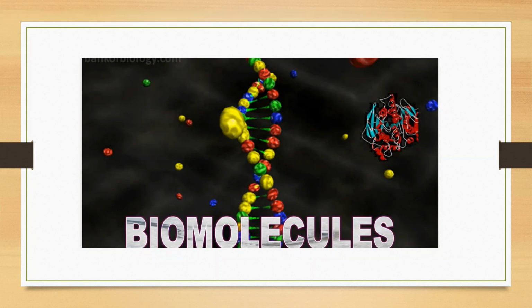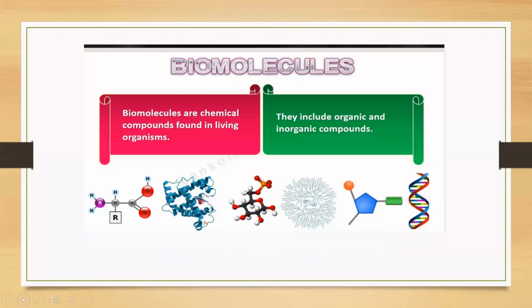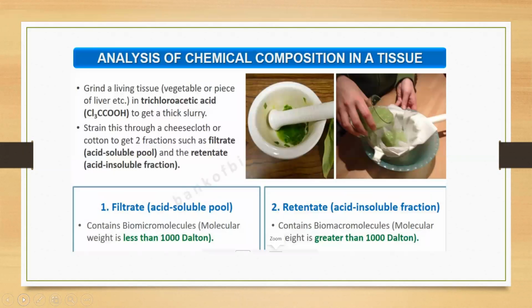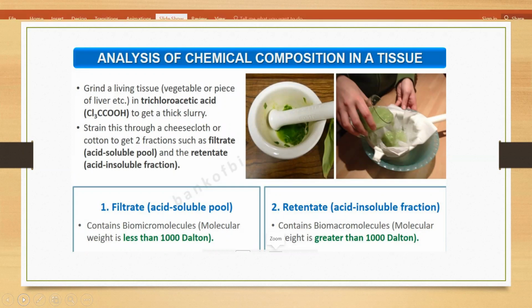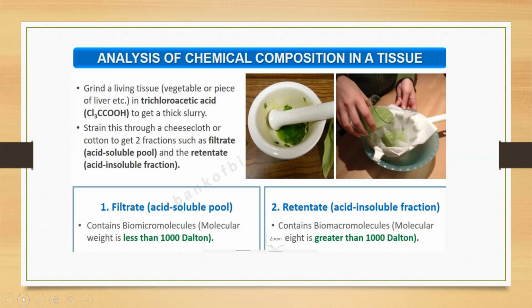Let us see what biomolecules are. Biomolecules are chemical compounds found in living organisms. They include organic and inorganic compounds. Now, how do we analyze the chemical composition of any tissue? It can be an animal tissue or a plant tissue.